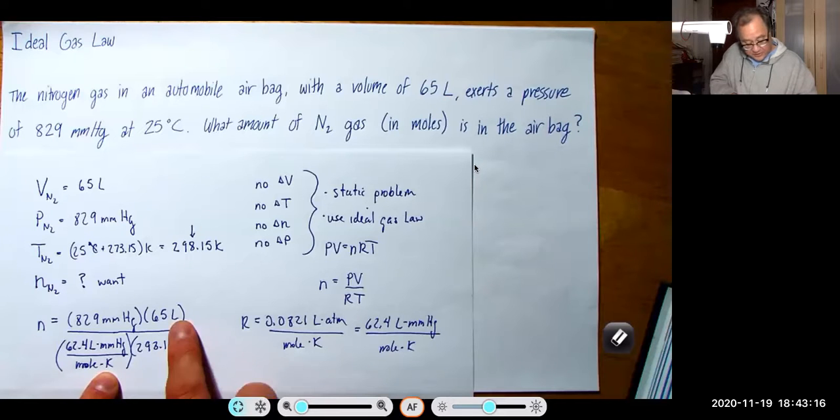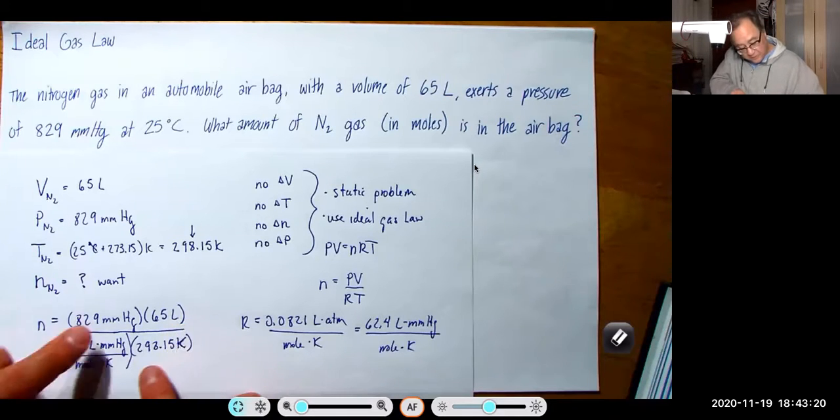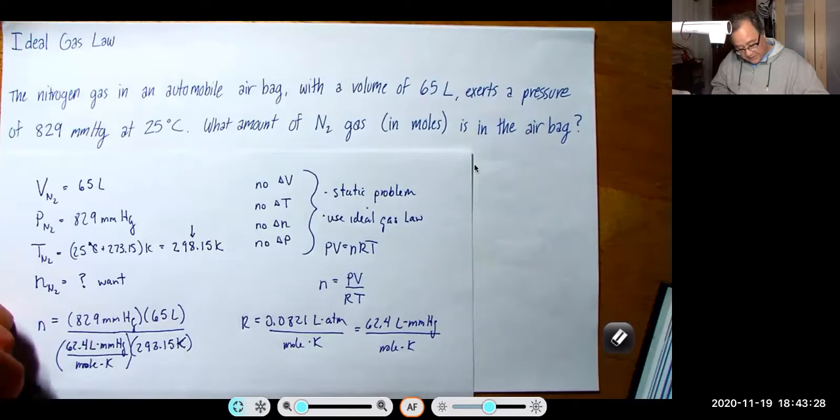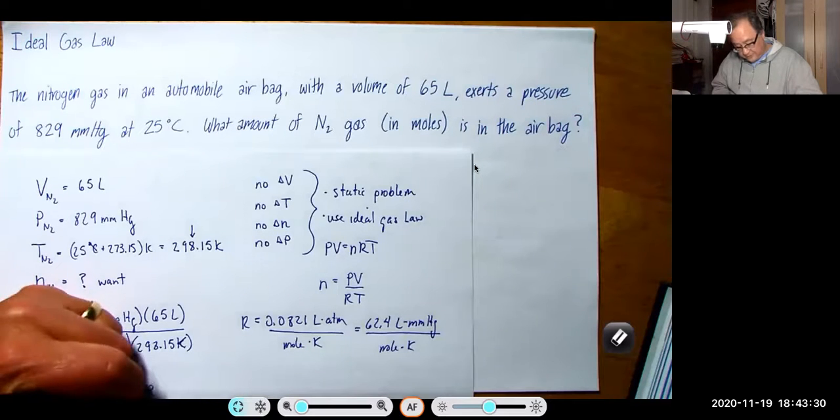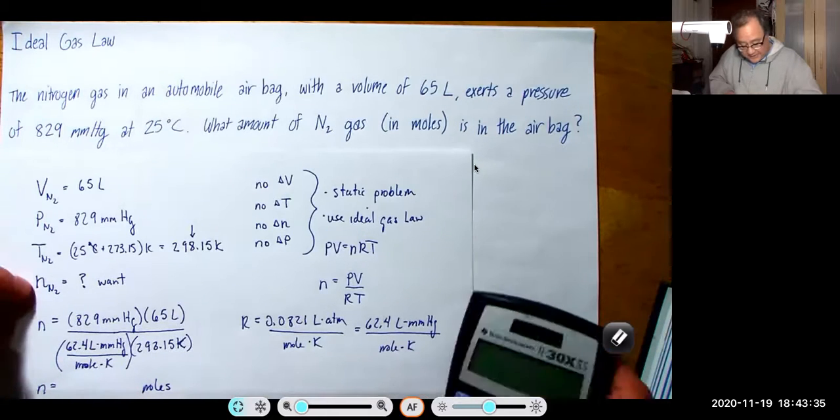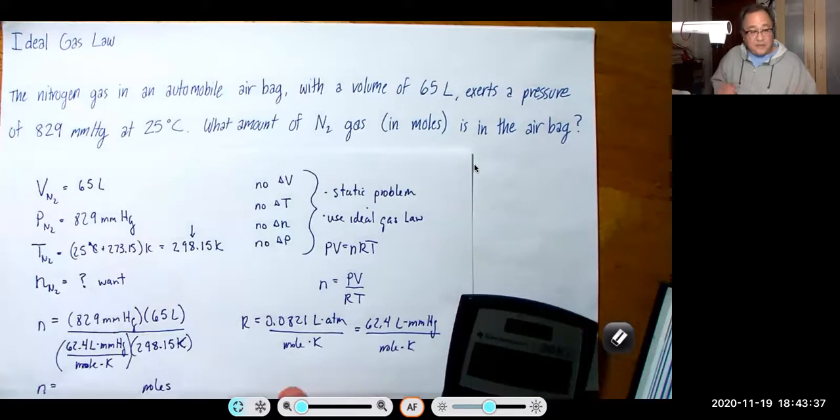The liters cancel out. And so if the liters cancel out, if the millimeters of mercury cancel out, and the K cancels out, I'm only left with mole. And this mole is going to work its way up into the numerator so that our answer will end up being moles. So as always, I like to do a little bit of estimating to find out what my answer is going to be before I plug it into the calculator.